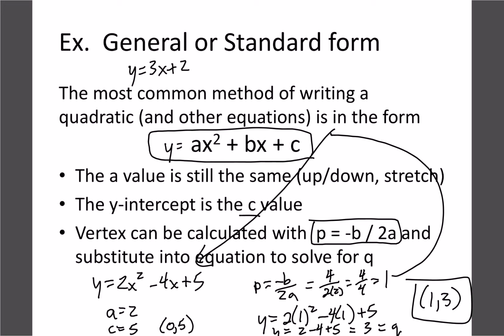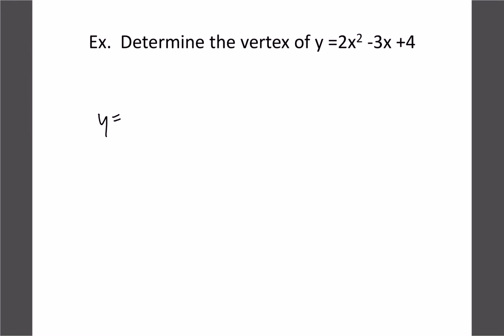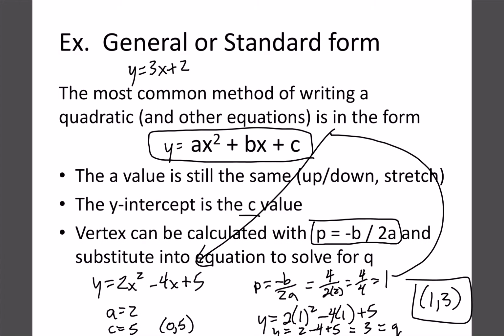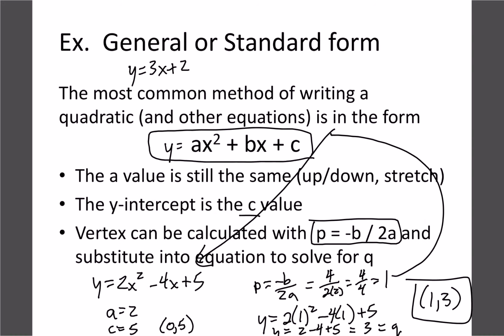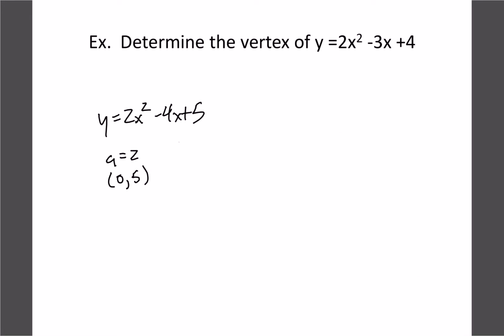So let's just do that. I'll do it on the next page so I get a little bit more room. So remember from our original equation, I'll just rewrite it here. We had y equals 2x squared minus 4x plus 5. We knew that a was 2. We know that a coordinate was (0, 5). And we just calculated p. P ended up being 2 as well, I think, right? P was 1.